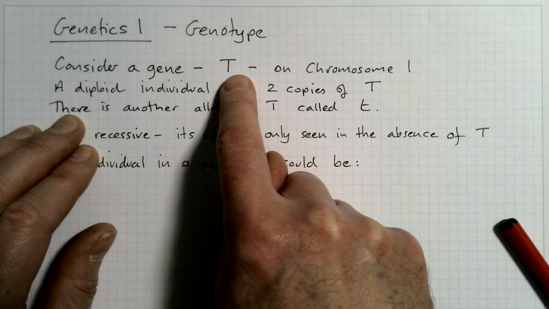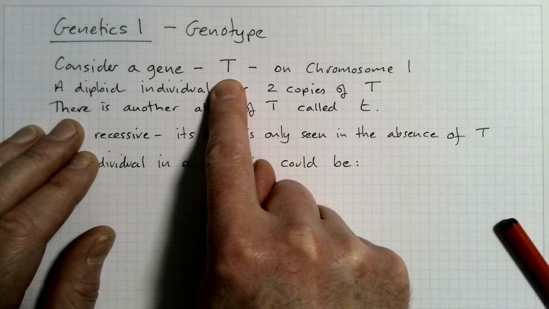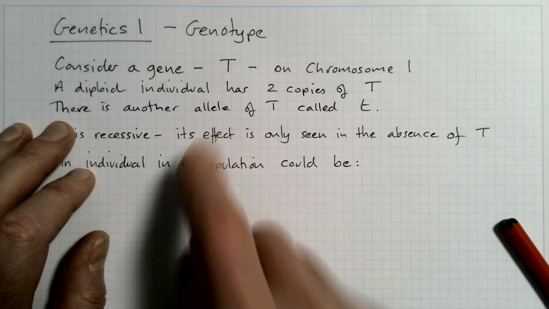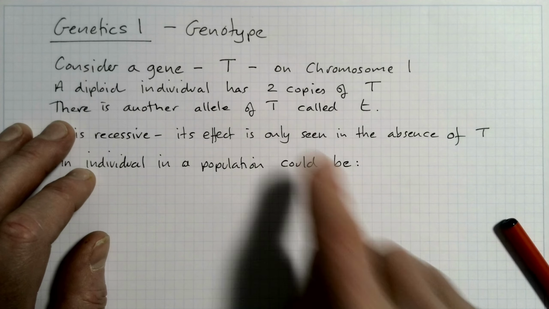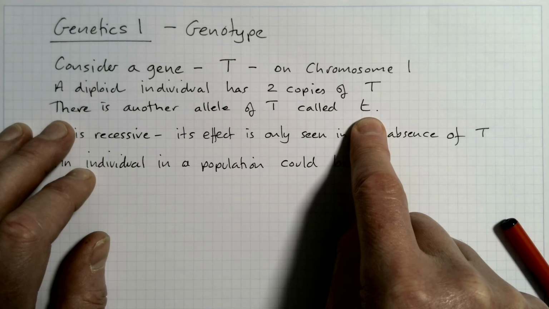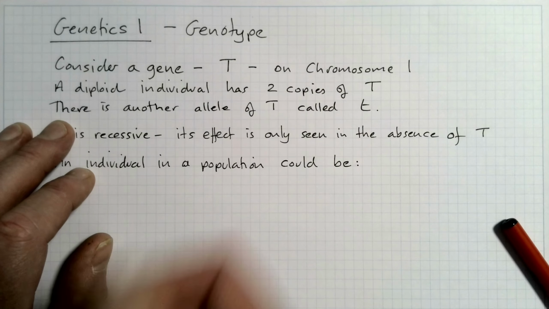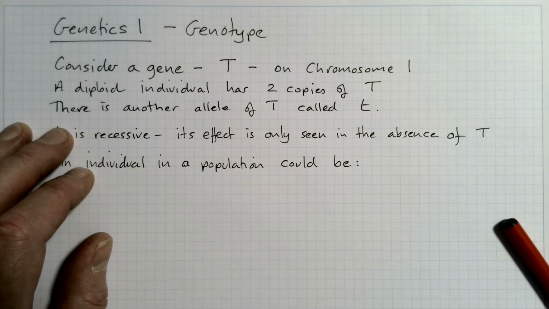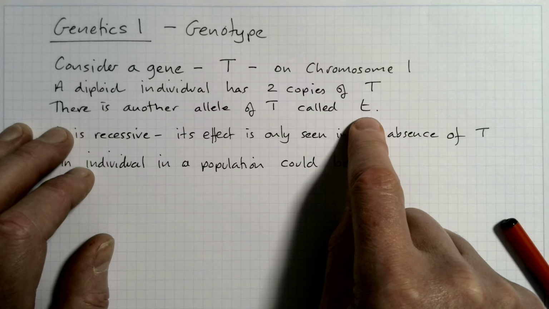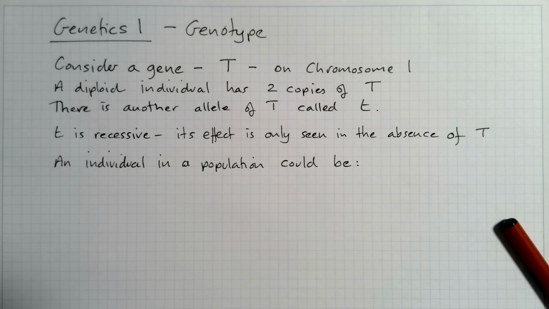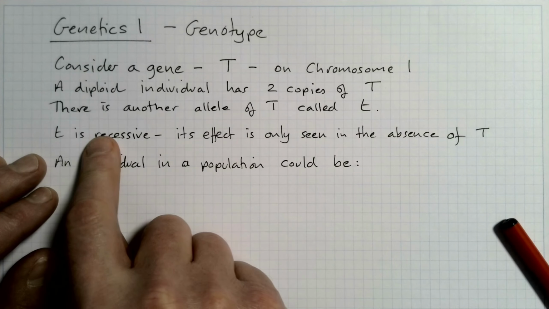Now we're going to call this big T, or capital T. Big T is the traditional way of referring to it. There's another allele, remember, a version of the gene T, and we're going to call it little t. Little t is the same gene as T, except it's got some kind of mutation in it, which means it's not as functional as T. For example, big T might make a long tail on a mouse, whereas little t might make a short tail. It might have a tendency for the tail to be not fully formed. We'll see how that works in a little while.